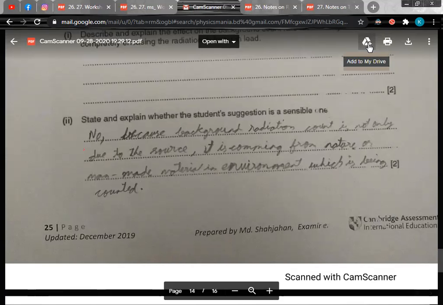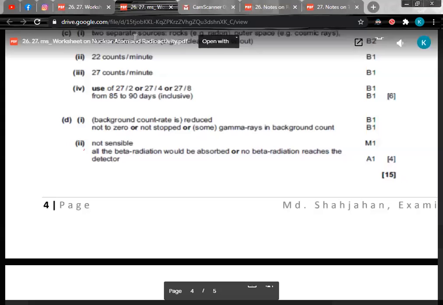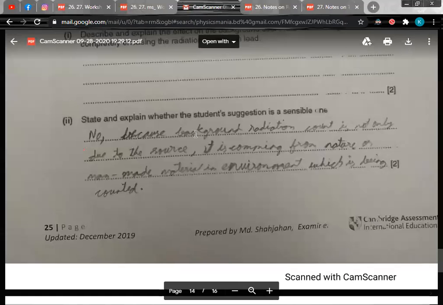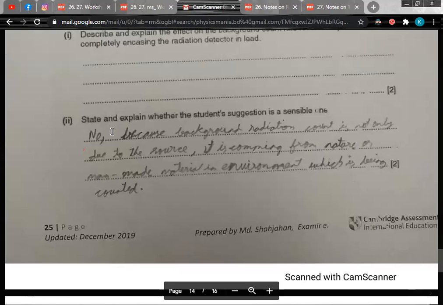Okay, then check the marks for what's written. Now you write your sensible answer again: no beta radiation would be absorbed, or no beta radiation reaches the detector. Sir, should I write it in my way? Okay. Yes, your one is also the same.